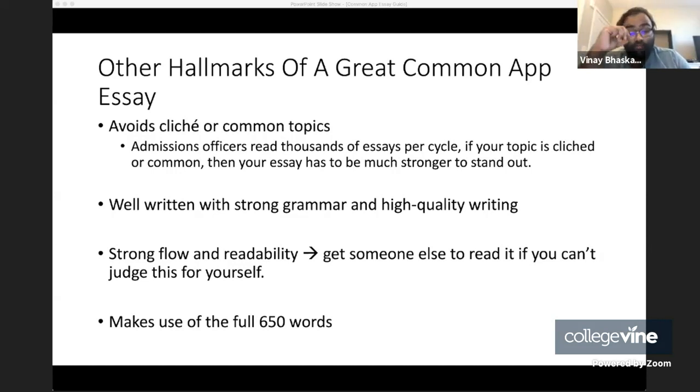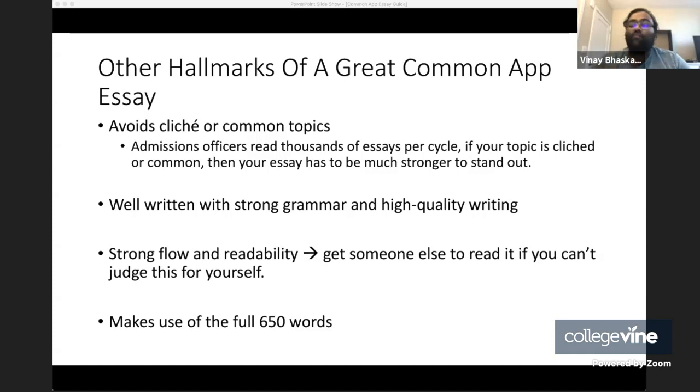Now, in addition to that, obviously, a great Common App essay is well written with strong grammar and high quality writing. In addition to the quality of the writing, say on a sentence by sentence basis, or even at the word choice level, you want to make sure that your essay has strong flow and readability. What that means is when you sit down and read the entire thing from start to finish, is it easy to read, or do you find yourself getting tripped up or slowed down by the way the essay is configured? Are the sentences all super long and complex, or is there a mix of short and long sentences? Do you do a good job of avoiding repeating the same word over and over again?